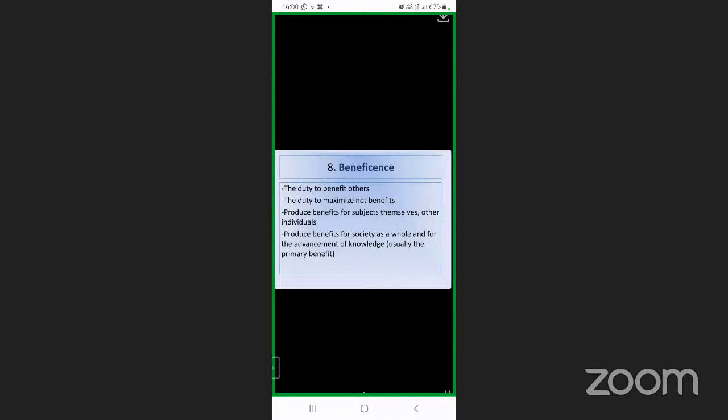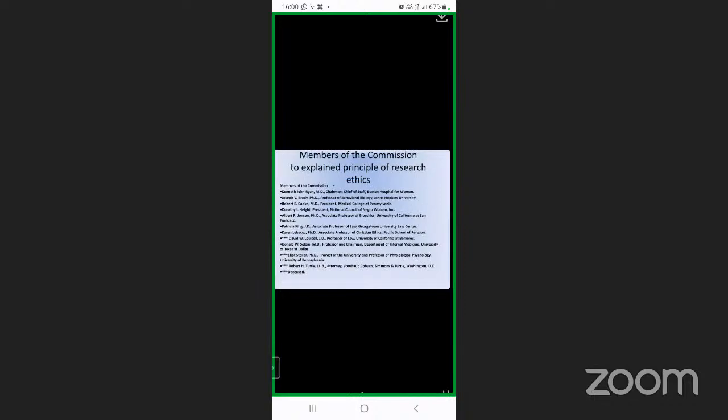Then to produce the benefits for subjects themselves or the individuals. Okay, हमें कुछ सब्जेक्ट्स है, उनको हमें प्रोड्यूस करना है, उनको बेनिफिट हमको बताना है, अदर इंडिविजुअल्स को भी हमें उनके बेनिफिट बताना है. So to produce the benefits for society as a whole and for the advancement of knowledge, usually the primary benefit. Then after this beneficiary, the members of the commission explain the principles of research ethics.